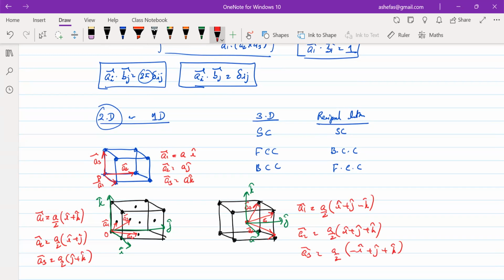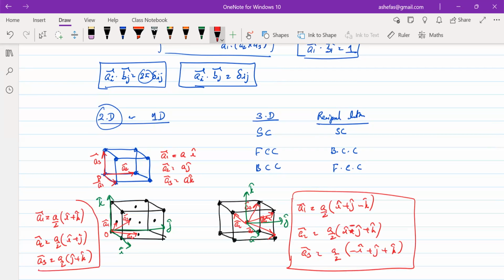Better you choose this one as my A2, then it will have the same structure. If that is your A2, then instead of plus we can put a minus. So these are the body-centered real lattice, the face-centered real lattice, and the simple cubic lattice.